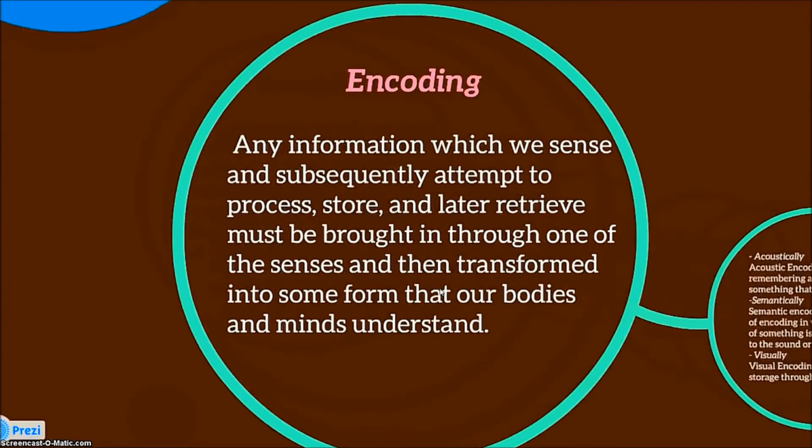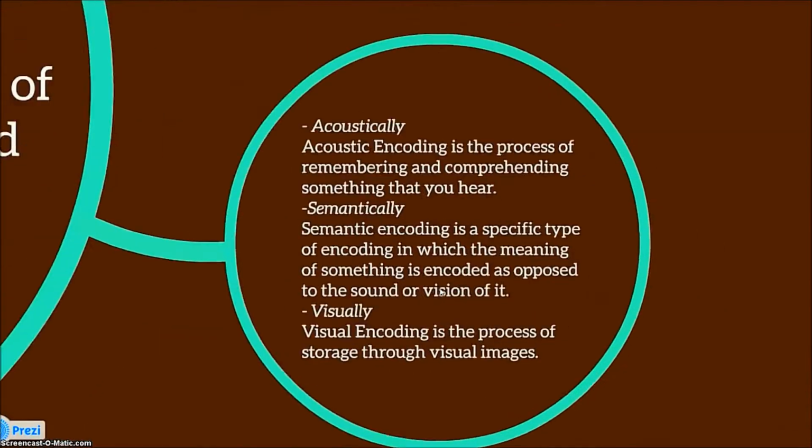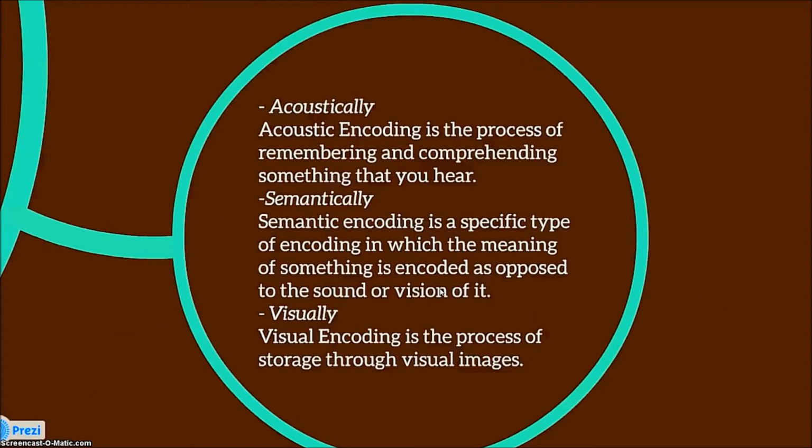Encoding. Any information which we sense and subsequently attempt to process, store, and later retrieve must be brought in through one of the senses and then transferred into some form that our bodies and minds understand. Acoustically. Acoustic encoding is a process of remembering and comprehending something that you hear. Semantically. Semantic encoding is a specific type of encoding in which the meaning of something is encoded as opposed to the sound or vision of it. Visually. Visual encoding is a process of storage through visual images.